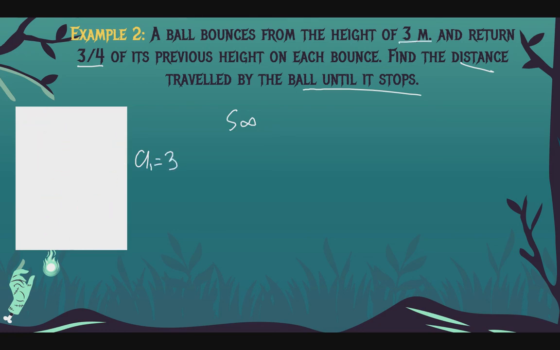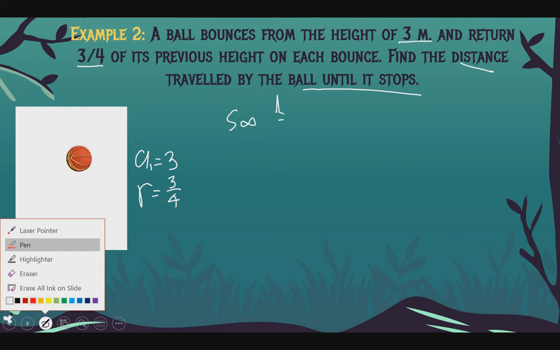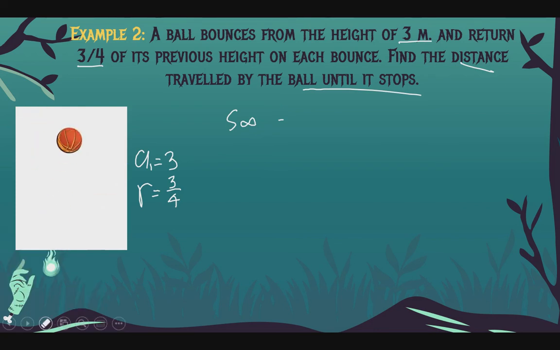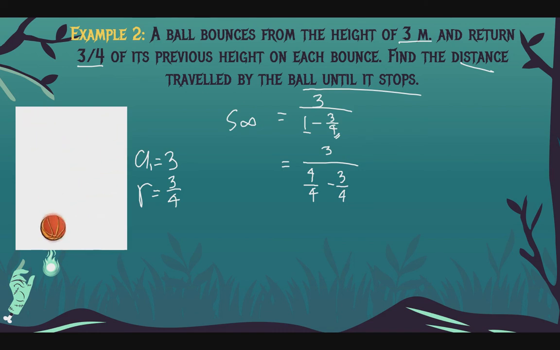So magiging 3 over 1 minus 3/4. So convert natin yung ating 1 into a fraction with 4 as denominator. So magiging 4 over 4 minus 3/4. Binago natin yung itsura niya pero hindi yung value kasi 4 divided by 4, 1 pa rin naman yun. So magiging 3 over 1/4.